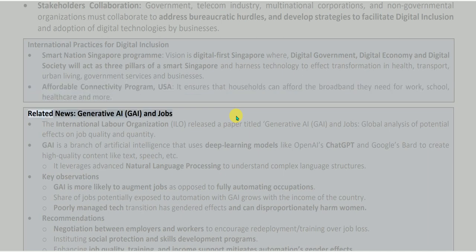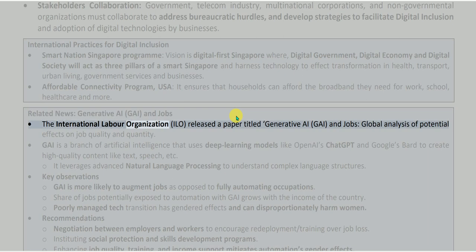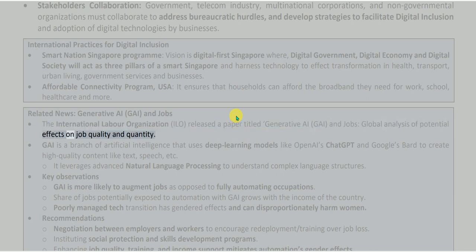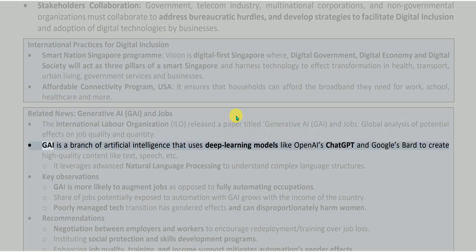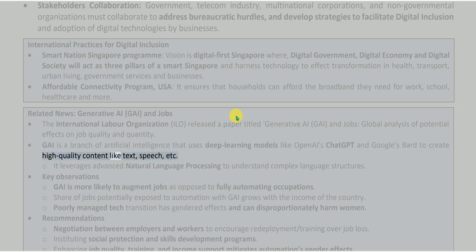Related news: Generative AI, GAI, and Jobs. The International Labour Organization, ILO, released a paper titled Generative AI, GAI, and Jobs: Global Analysis of Potential Effects on Job Quality and Quantity. GAI is a branch of artificial intelligence that uses deep learning models like OpenAI's ChatGPT and Google's Bard to create high-quality content like text, speech, etc. It leverages advanced natural language processing to understand complex language structures.